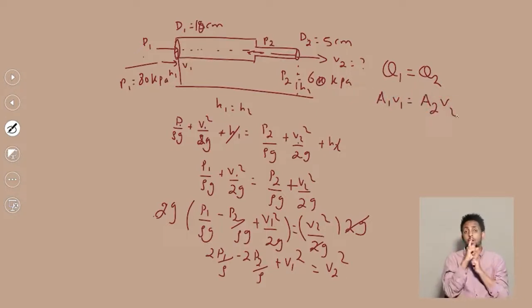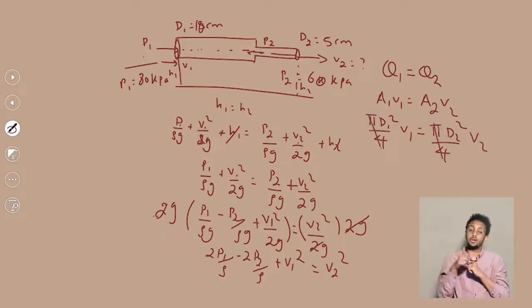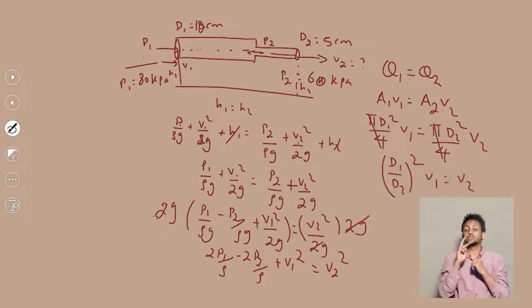So area 1, since it's a circle, we can have pi d1 squared over 4 times V1. This is the area of the larger pipe. And here you'd have pi d2 squared over 4 times V2. So we can cancel these two. D1 is 10 centimeters and D2 is 5 centimeters, so that we can have D1 over D2, the whole squared, times V1 is equal to V2. So V1 and V2 have such a relation. D1 is 10 centimeters over D2 is 5 centimeters. Actually, here we can convert it into meters, or you can put it in centimeters because it will be cancelled out after all. So squared times V1 is V2.